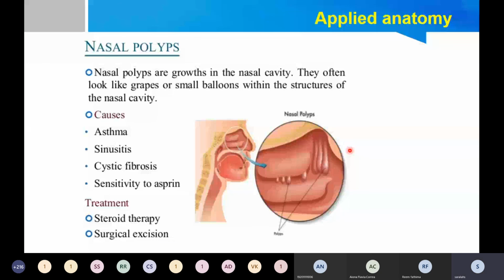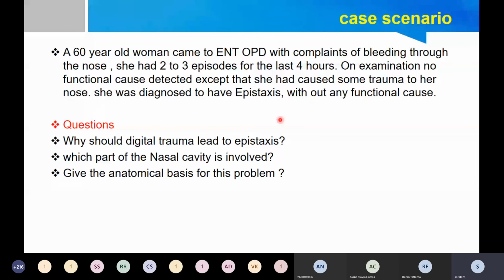We'll come back to the case scenario. The patient was diagnosed to have epistaxis, that is bleeding through the nose. Why should digital trauma lead to epistaxis? Because that area, Little's area, is more prone to nasal bleeding, as there is more vascular supply in that area. So when you pick the nose, a small amount of trauma can lead to a large amount of bleeding. Which part of the nasal cavity is involved? It is the nasal septum, especially the antero-inferior part, that is Little's area.